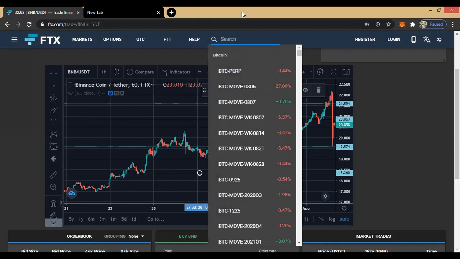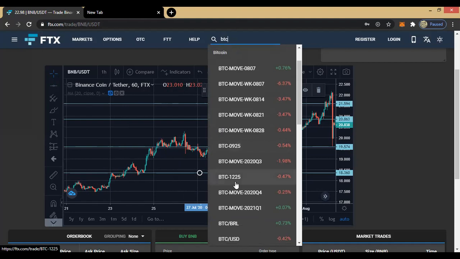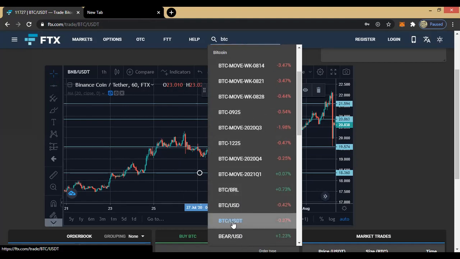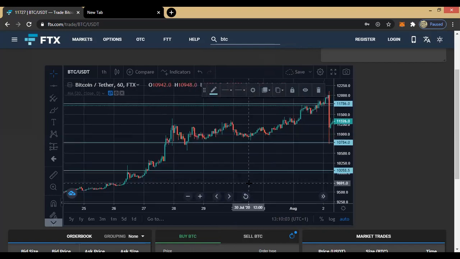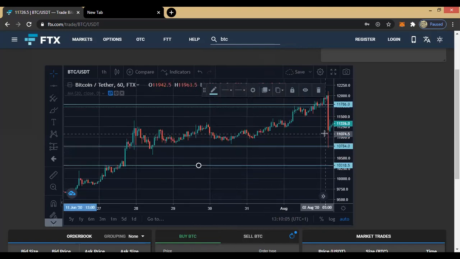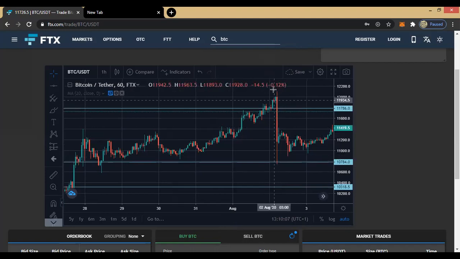Let's check BTC USDT to see if we can have an example of that. BTC USDT, right? Okay, here we are. Cool. The same thing applied here. Look at it here. You see how it moved. You see that move and was rejected, and what happened next?